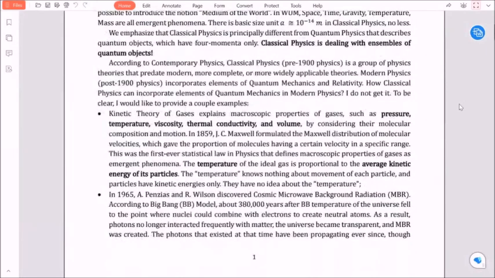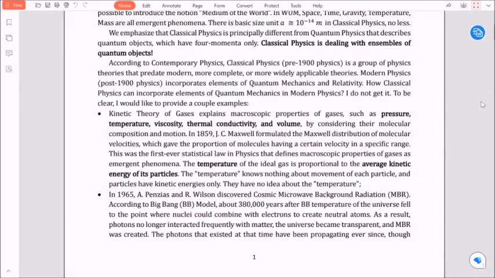According to contemporary physics, classical physics, pre-1900 physics, is a group of physics theories that predate modern, more complete, or more widely applicable theories. Modern physics, post-1900 physics, incorporates elements of quantum mechanics and relativity. How can classical physics incorporate elements of quantum mechanics in modern physics? I don't get it. To be clear, I would like to provide a couple examples.